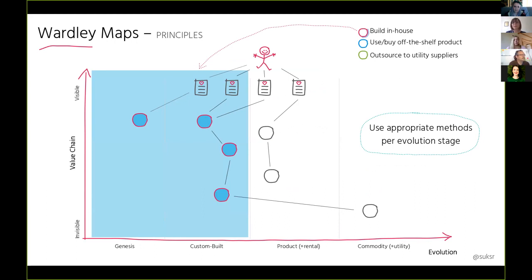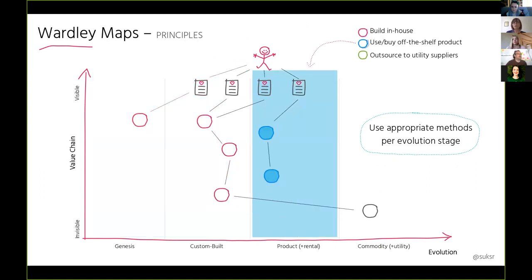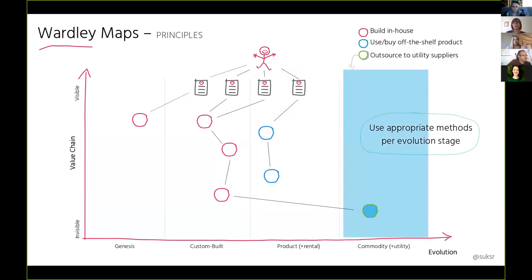And so the evolution stages help you to identify what components to build in-house. So these are the components and activities that are residing in the Genesis and custom build evolution stage. And where to use or buy off-the-shelf products. These are the components that are residing in the product and rental evolution stage. And where to outsource to utility suppliers. These are the components in the commodity and utility evolution stage.